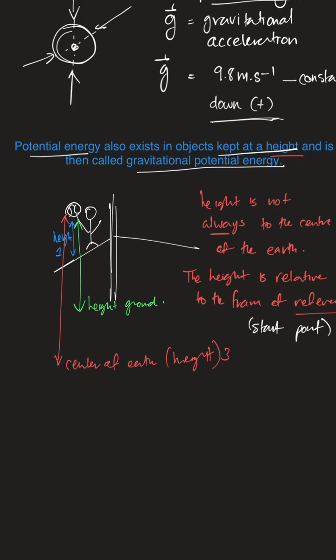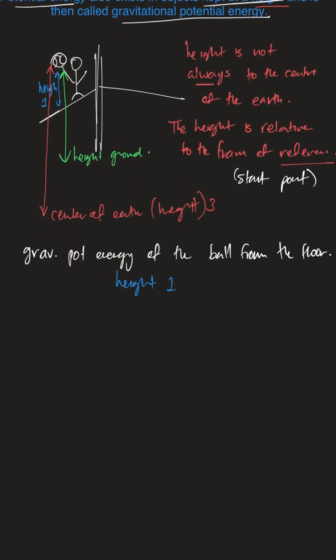So let's say I wanted to know the gravitational potential energy of the ball from the floor. Then if I'm looking here, it's going to be this blue one over here. It will be height 1. Does that make sense? You should be drawing all of this in your books.